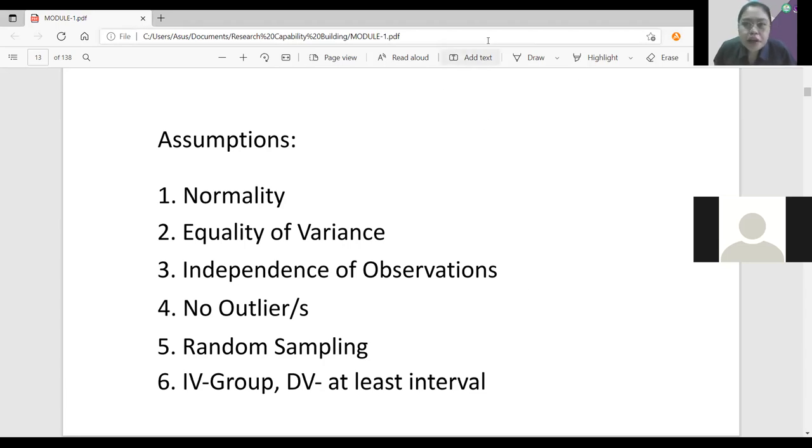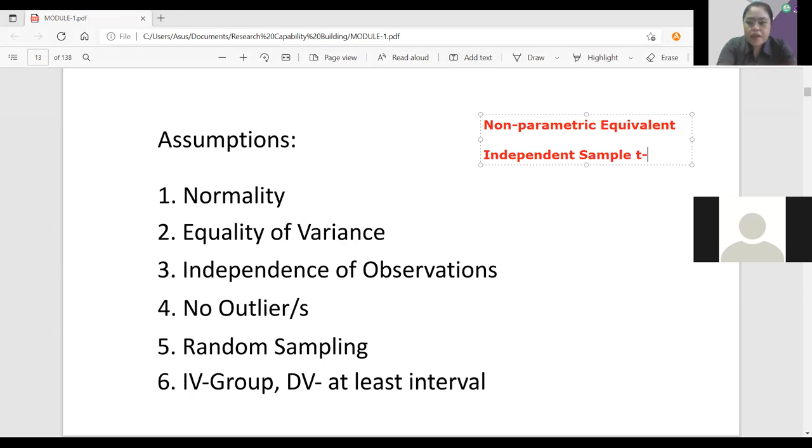Now, the question now is, what if we cannot satisfy these assumptions? Meaning, your collected data may not be normally distributed or you don't have real numbers or continuous data in your dependent variable. That's the time you have to use the non-parametric equivalent. Okay, we have a test that is equivalent to this. For independent sample t-test, the non-parametric equivalent is the Mann-Whitney test. Do not forget that, ha? The non-parametric equivalent of our independent sample t-test is the Mann-Whitney test.